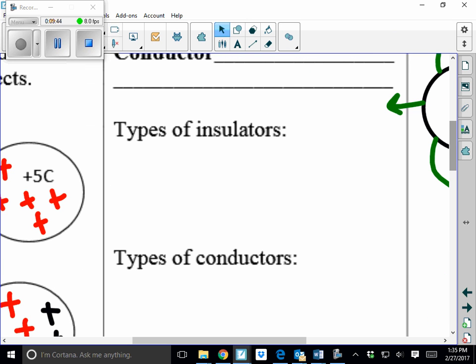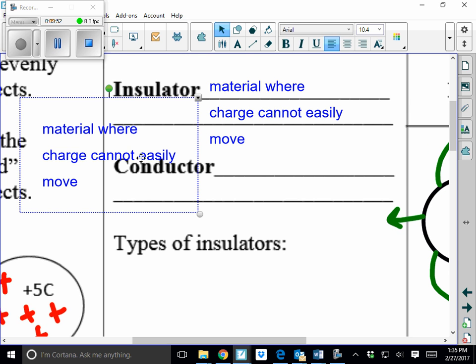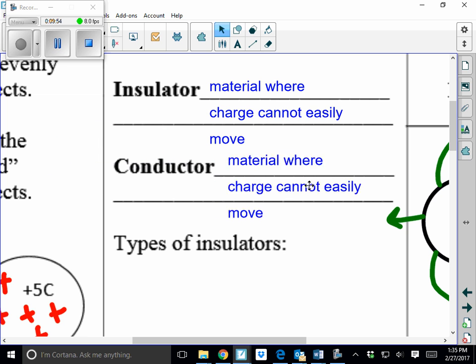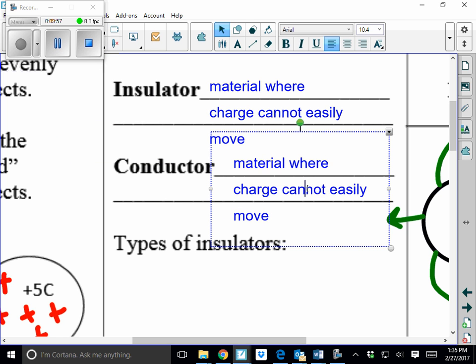So copy. I need a paste option on here to make this easier. So it's a material where charge can easily move.